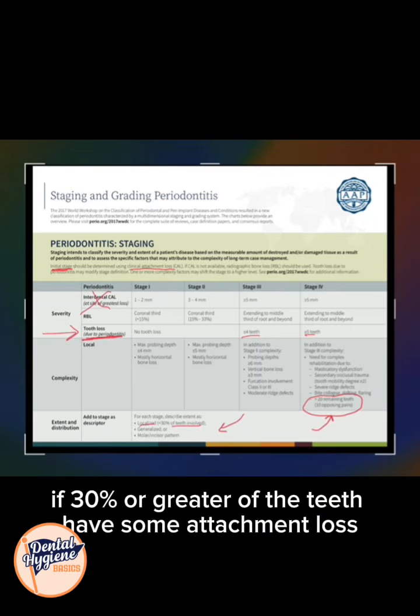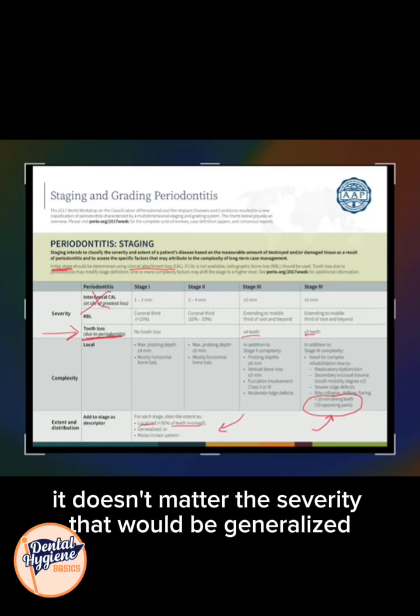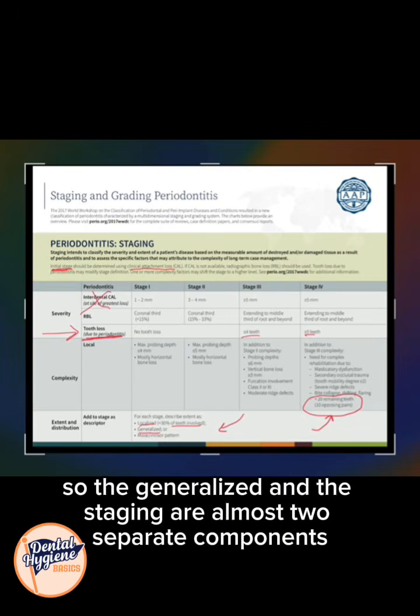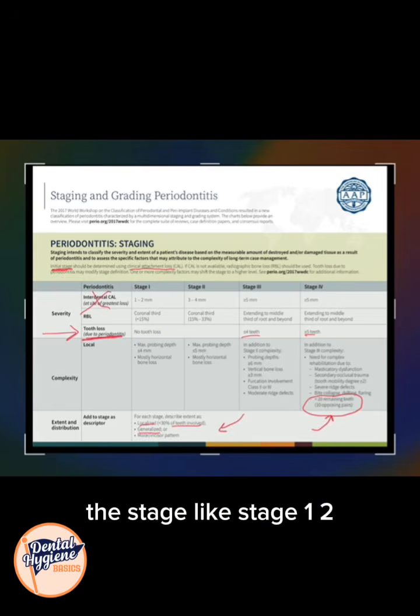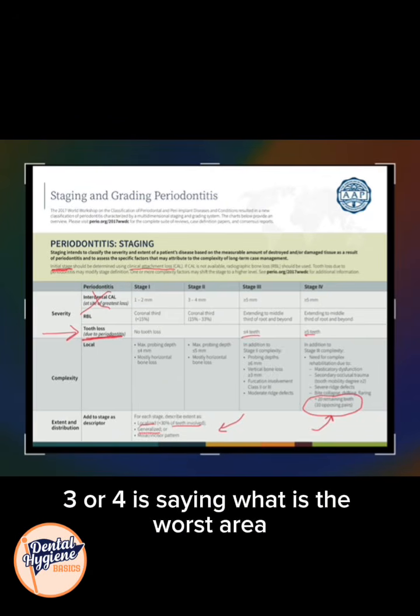If 30% or greater of the teeth have some attachment loss, it doesn't matter the severity, that would be generalized. So the generalized and the staging are almost two separate components. The generalized or localized is saying how many teeth are affected. The stage, like stage 1, 2, 3, or 4, is saying what is the worst area.